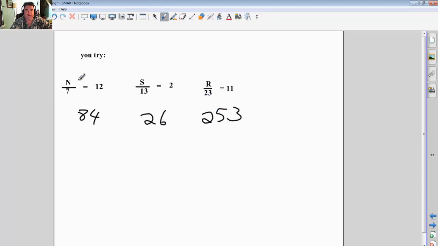By the way, plug all these numbers in. Does 84 divided by 7 give you 12? Does 26 divided by 13 equal 2? And does 253 divided by 23 equal 11? If they all do, you know you're right.